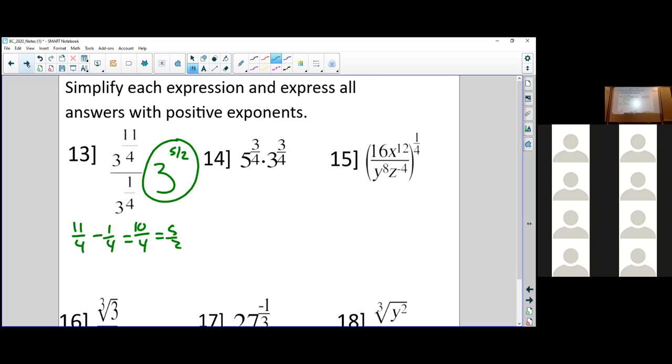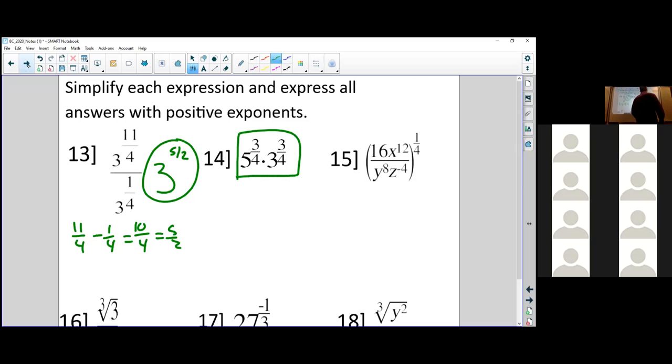Okay. The second problem, I have a base of 5 and I have a base of 3. I can't combine my bases. I can't add my exponents or subtract my exponents on that one because my bases aren't the same. So this problem is as simplified as you'll get right now. So there's no further I can go with that problem.